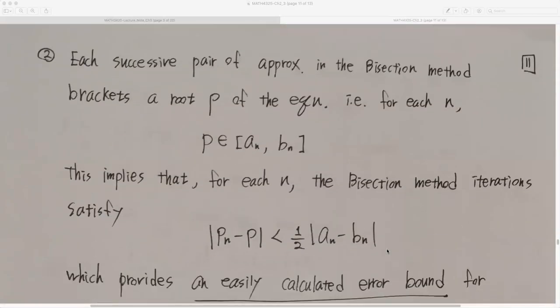Okay, so now each successive pair of approximations in the bisection method brackets a root p of the equation. That means for each n, the exact solution belongs to the interval a sub n comma b sub n. So here in this second note, what we want to talk about is this.